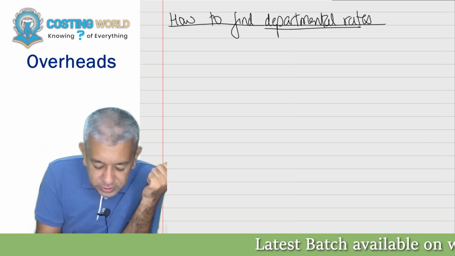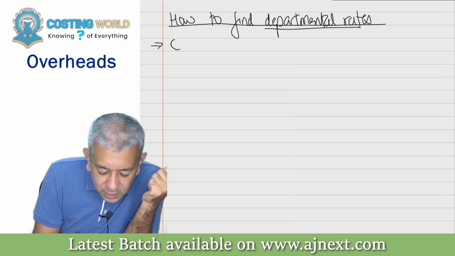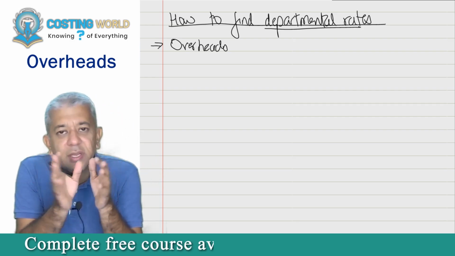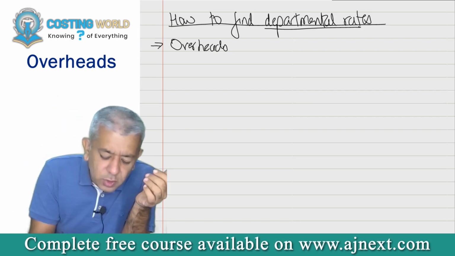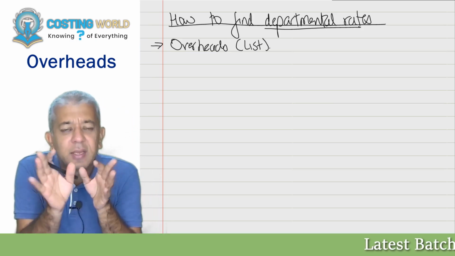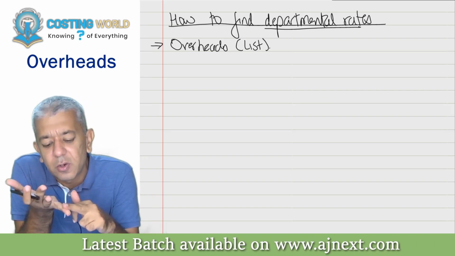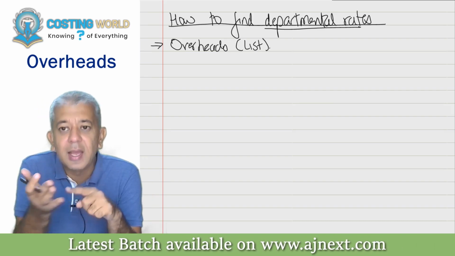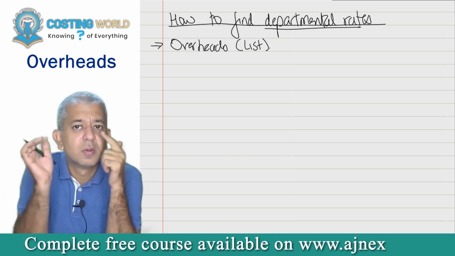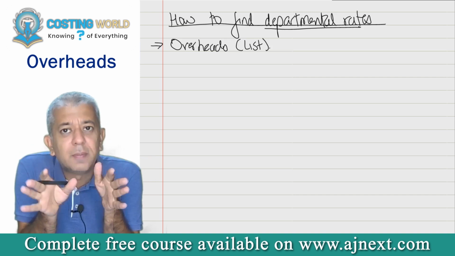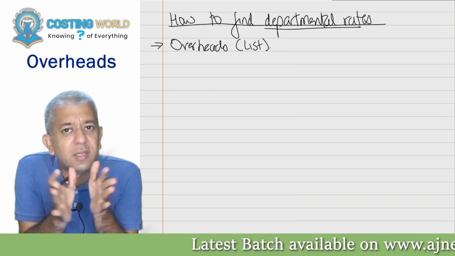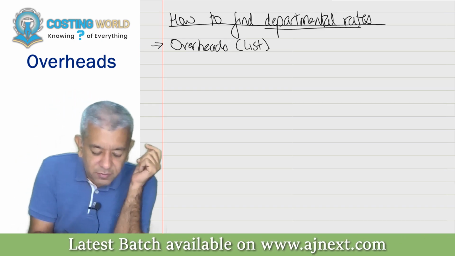Let's learn that procedure. See, first thing is, find out the overheads of the entire company. Means make a list of all the overheads. Whatever overheads you will incur in this entire year, make that complete list. Sir, I'll incur rental cost, I'll incur the salary of the supervisor, depreciation, and so on and so forth. So you make that complete list of overheads that you're going to incur in this entire year. This is the first step. I'll write down over here.